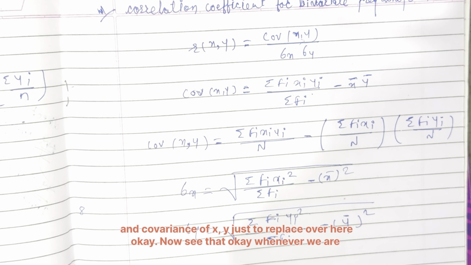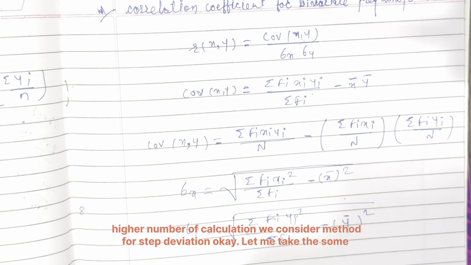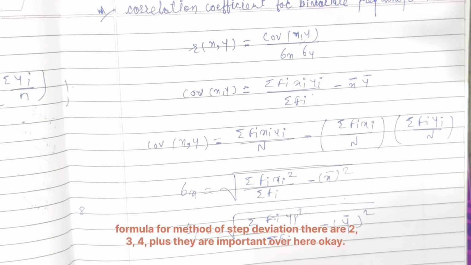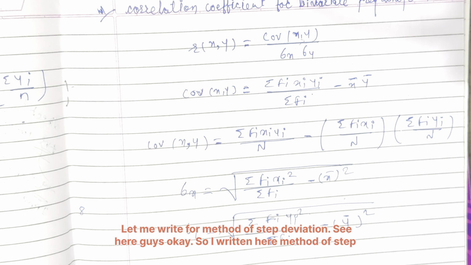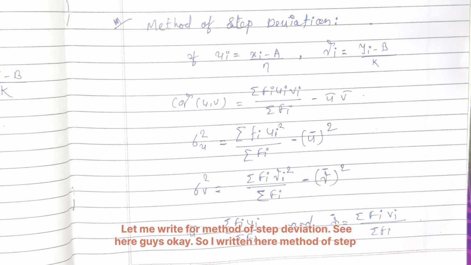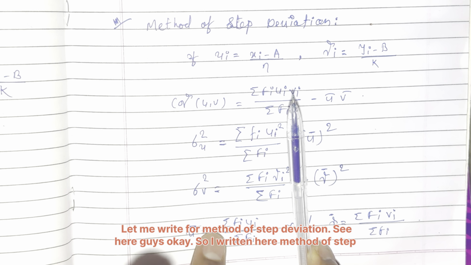Now see that whenever we have a higher number of calculations, we consider the method of step deviation. Let me take some formulas for the method of step deviation. There are 2 to 3 formulas. They are important over here. Let me write the method of step deviation. See here, guys, I have written here method of step deviation.